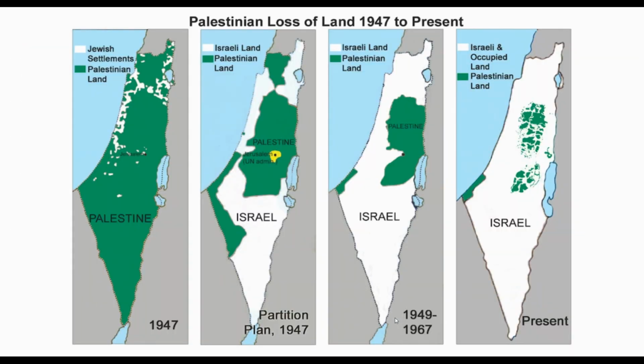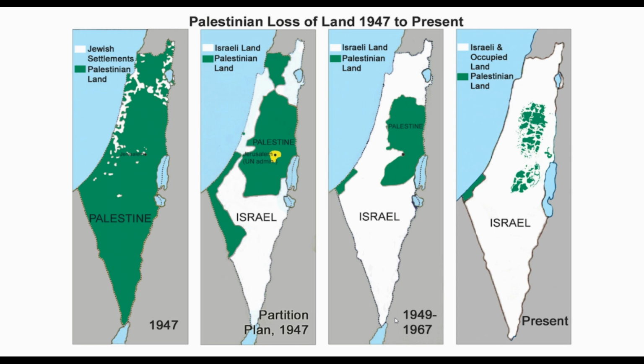These four different maps show you the Palestinian loss of land from 1947 to present. In 1947, as you can see, 99% of the population is either Palestinian Arabs or Arab Christians. The Jewish population was less than 5%.